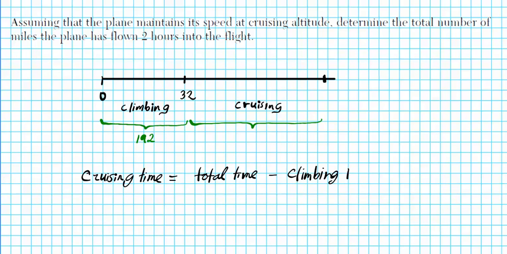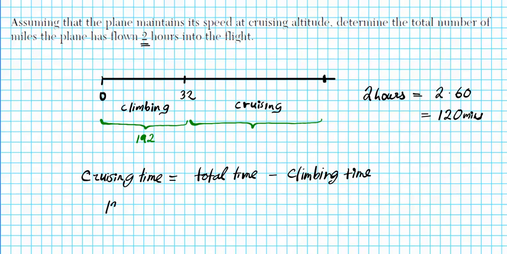Now we have to ensure that our units are consistent across the equation. We can't have hours in one part of the equation and minutes somewhere else. We're told that the total flight time is 2 hours. So 2 hours is how many minutes? We have to convert this. There are 60 minutes in an hour, so 2 hours is 120 minutes. Now our units will be consistent across the equation. Gotta be careful about that.